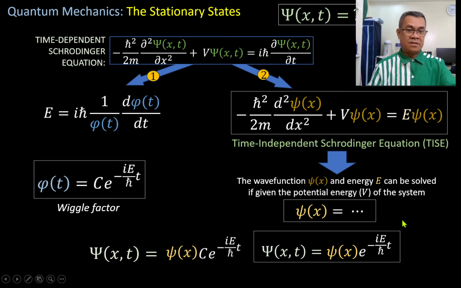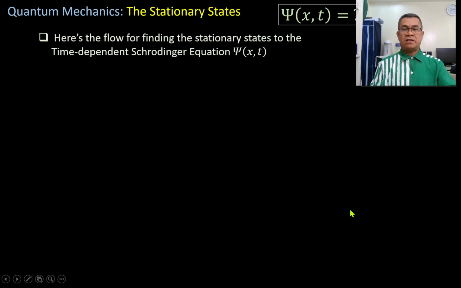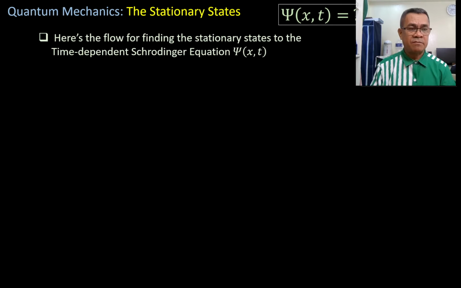Okay? So, as I said, now, here is the flow. What will you do? If you're not given the system, what will you do? What is your first step?